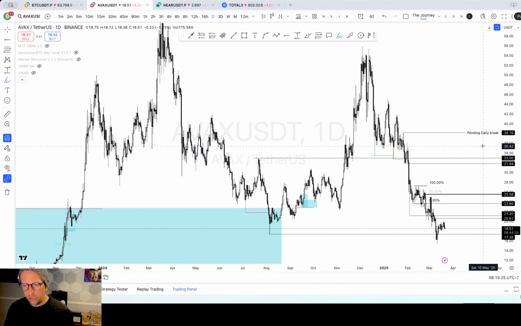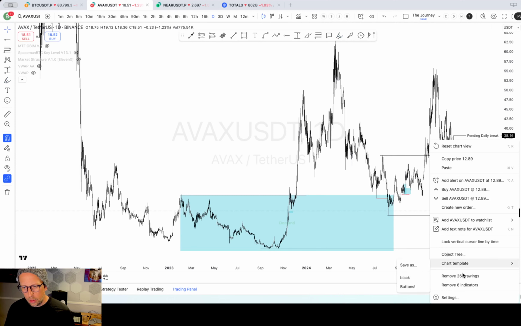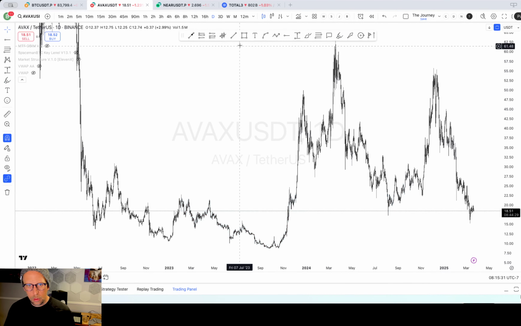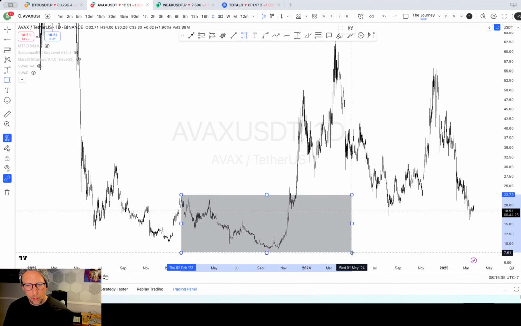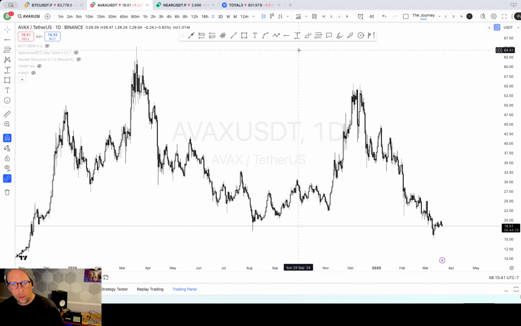All right, I'm going to recommend we fully wipe this chart. Yep, let's do it. We don't even really need this. I don't really need to draw this in. We're not going to do that.